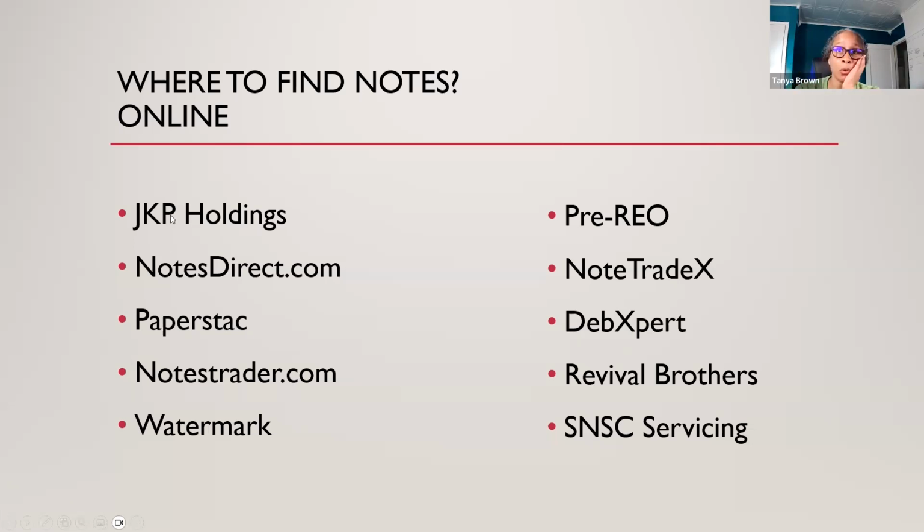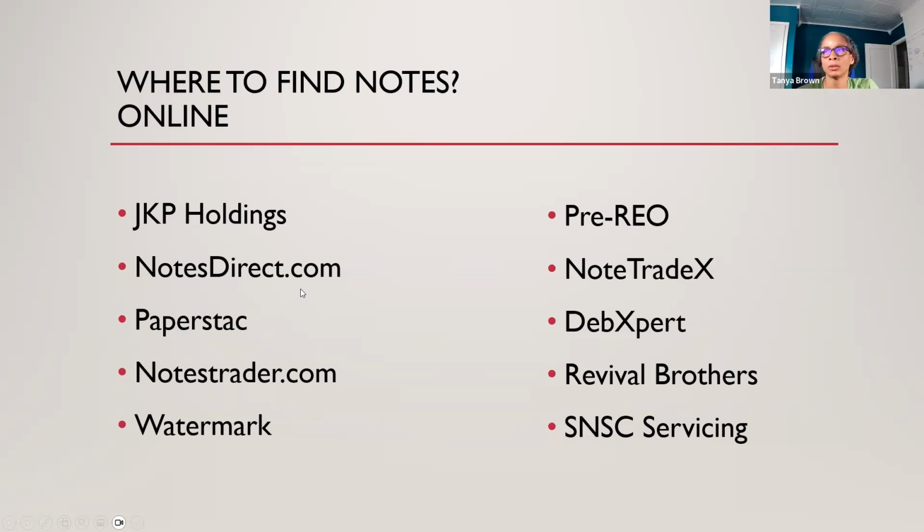All righty. So online, I made this list. There are a few more out there, but this list, JKP Holdings, if you go to them, they're on Facebook, but they have a continuous listing of an Excel spreadsheet of notes. So they kind of like the whole Notes Direct, but they just do it on Facebook with their Excel spreadsheet. And people send them stuff. Some of their stuff stays on there and can get a little stale, but every month it's kind of updated and they have new assets. So JKP Holdings is a great place to start looking.